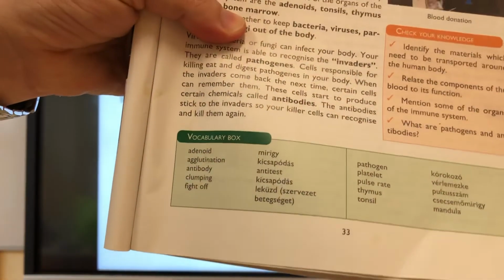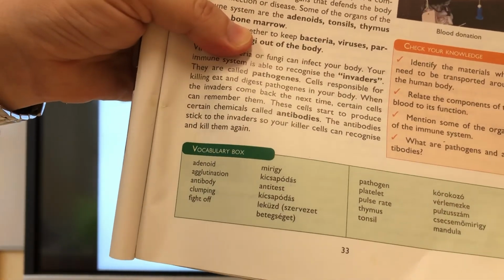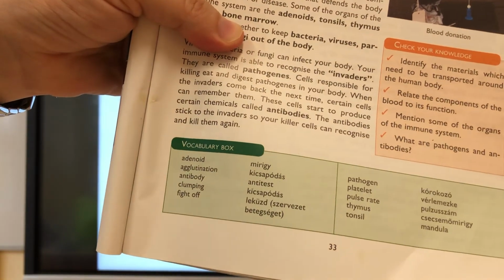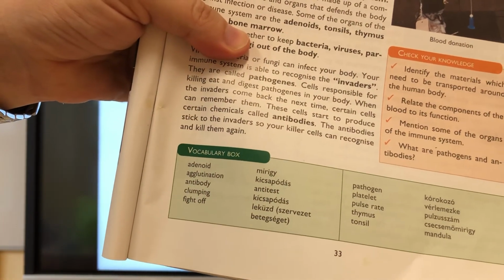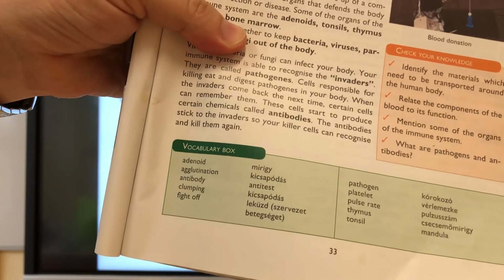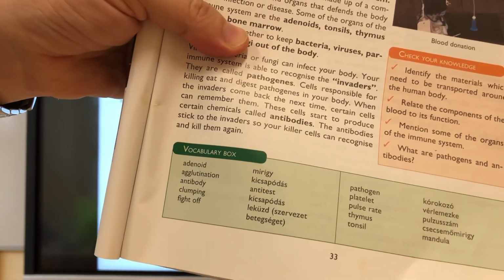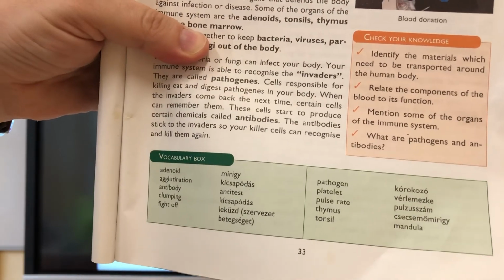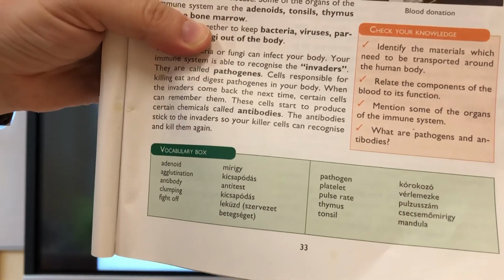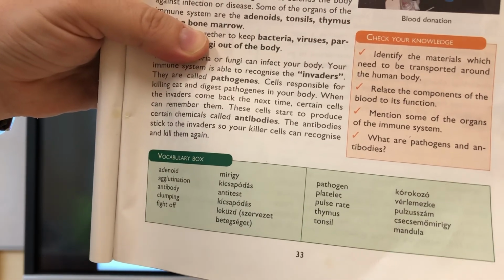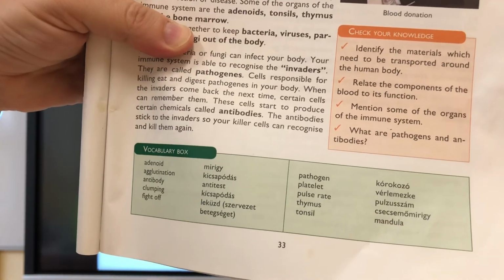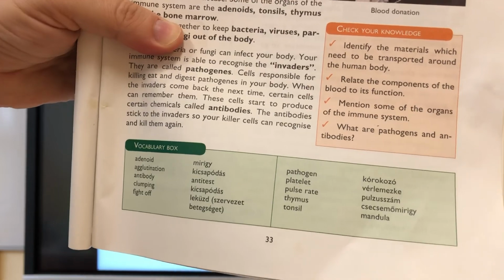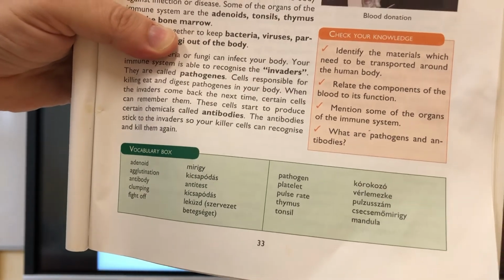Yeah. So, adenoid, mirigy. Agglutination, kicsapódás. Antibody, antitest. Clumping, kicsapódás. Fight off, leküzd. Pathogen, kórokozó. Platelet, vérlemezke. Pulse rate, pulzusszám. Thymus, csecsemőmirigy. And tonsil, mandula.